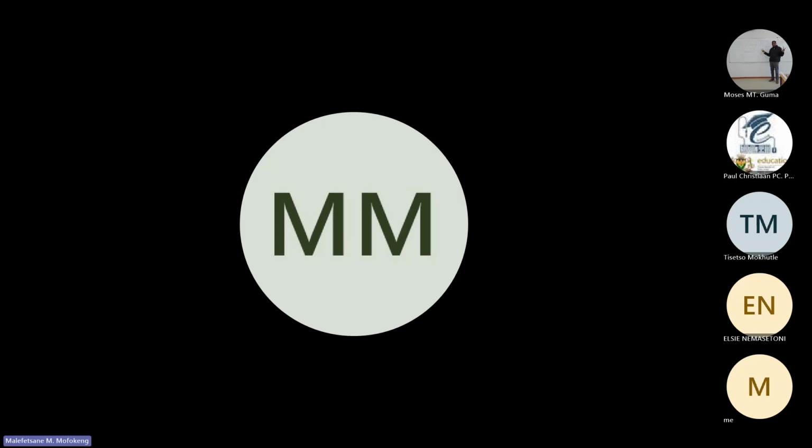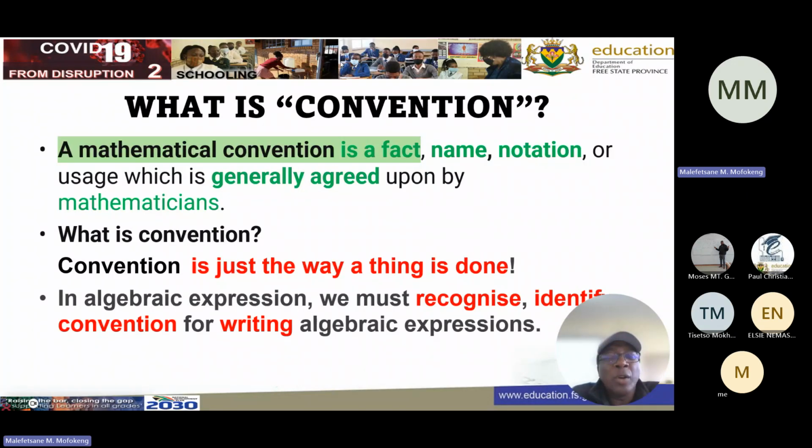Concept, which is algebraic language. The first thing you should understand is, what is a convention? A mathematical convention is a fact, a name, a notation, or a usage which is generally agreed upon by mathematicians. In algebraic expressions, there are things that mathematicians have agreed upon, and we call those things conventions. A convention itself is just the way things are done.